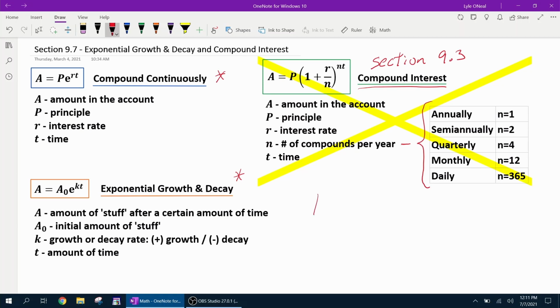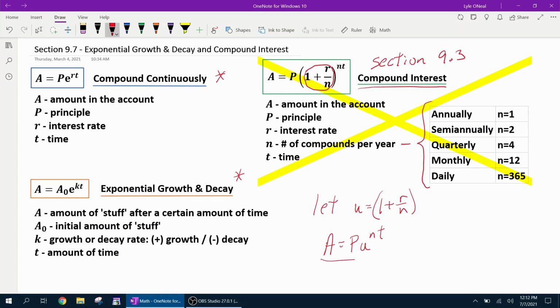So let's say that we're going to let u equal 1 plus r over n. By doing a substitution into the compound interest formula, we can replace all of the stuff in the parentheses with just u. And that'll give us the formula A equals P u to the nt.